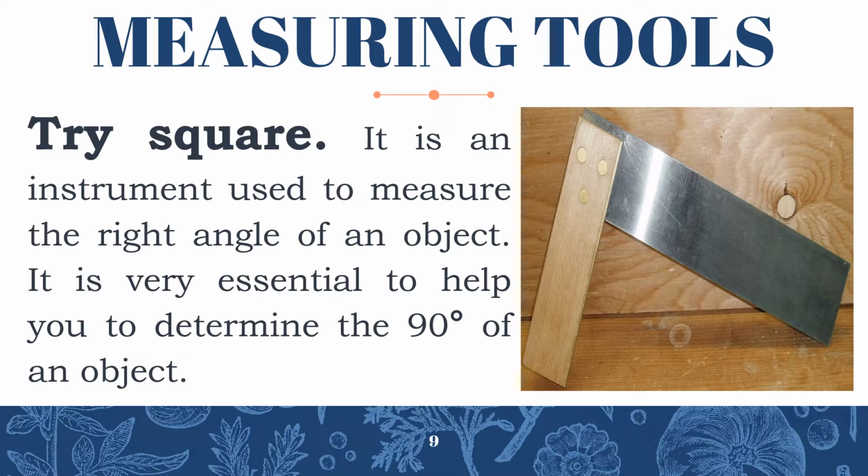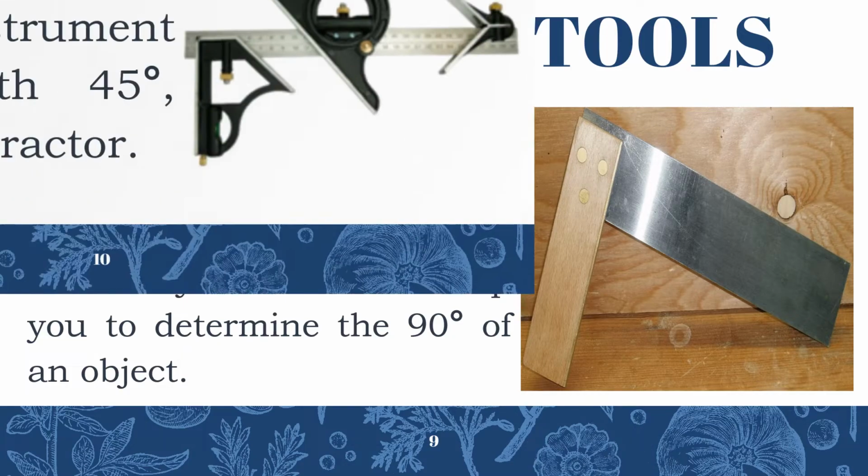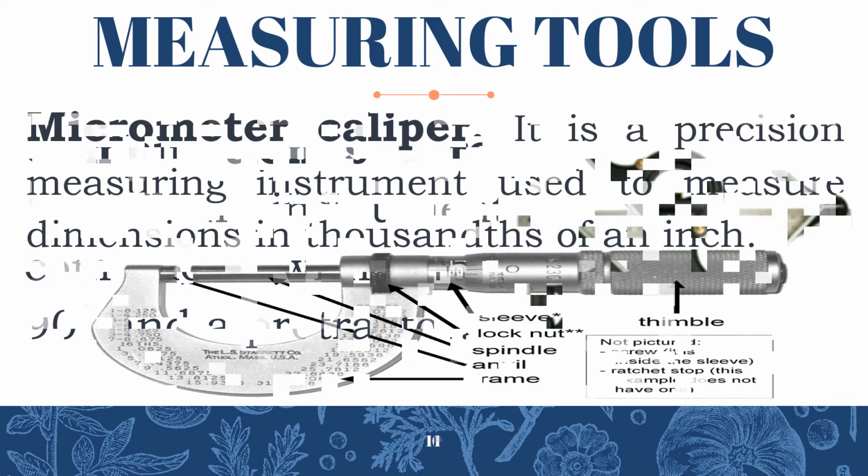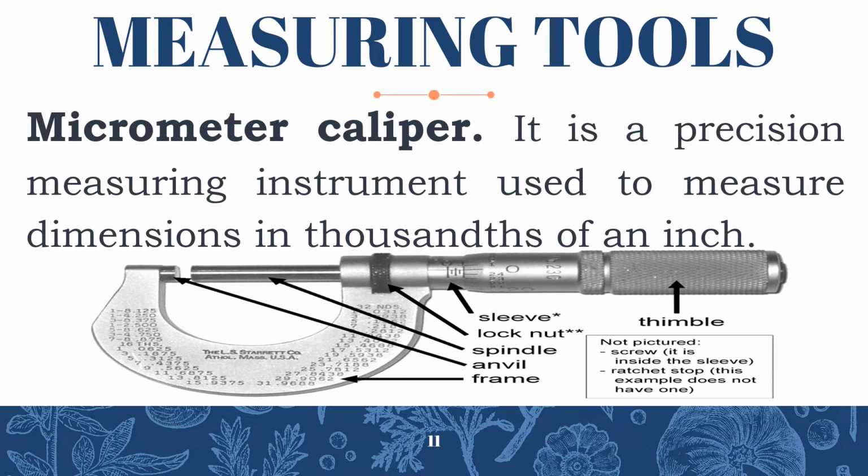Another measuring tool is a tri-square. It is an instrument used to measure the right angle of an object. It is very essential to help you determine the 90 degrees of an object. Another measuring tool is a combination square. It is an instrument combined with 45 degrees, 90 degrees, and a protractor. A micrometer caliper is also an example of a measuring tool. It is a precision measuring instrument used to measure dimensions in thousandths of an inch.